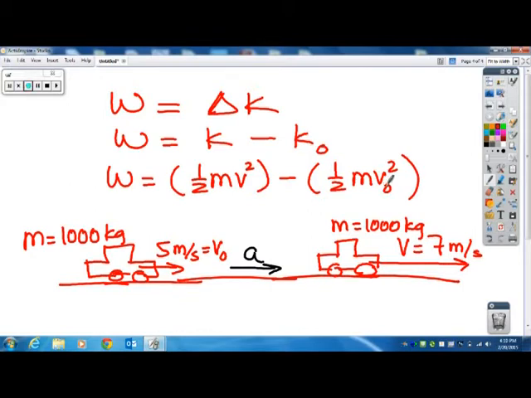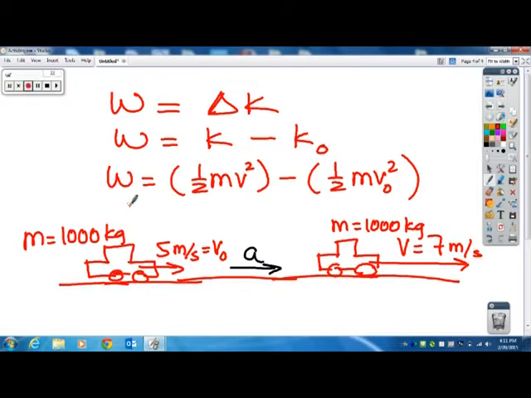You simply have to plug in 1,000 kilograms for your mass, and 7 meters per second for your final velocity. And then do that again, 1,000 kilograms for your mass over here, and 5 meters per second for your initial velocity. Remember, the velocity is being squared. The mass is not. The velocity is being squared. You calculate your final kinetic energy, you calculate your initial kinetic energy, you take the difference between both of them, you subtract the two, and you will calculate your work. That's the simplest way to calculate work when an object's kinetic energy is changing.